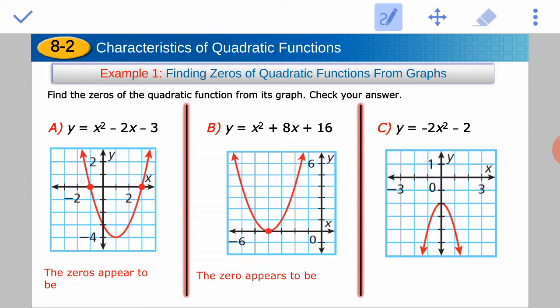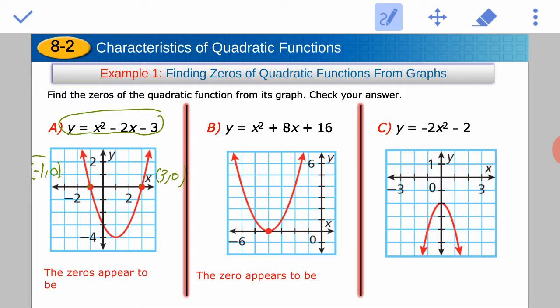Guys, if you look at the graph of this parabola described by this equation in part A, you will see this parabola is an upward parabola and intersects the x-axis at 2 points. If you read the coordinates of this point, the coordinates are -1 and 0. For any point on the x-axis, the y coordinate is 0. And the coordinates of the other point of intersection are 3 and 0.